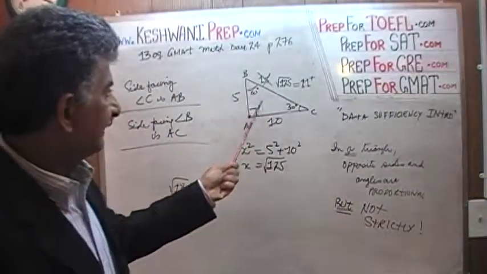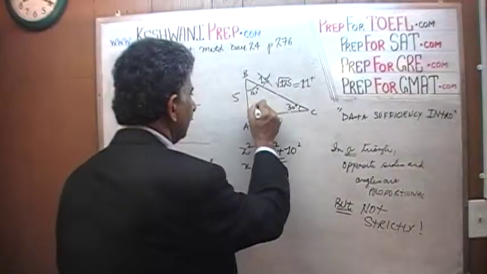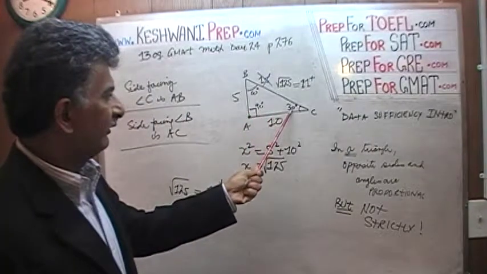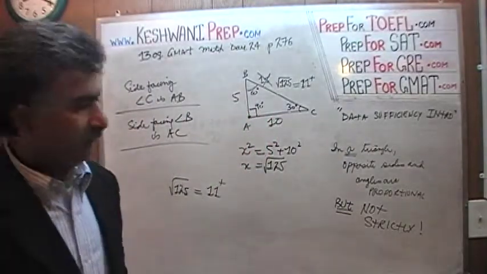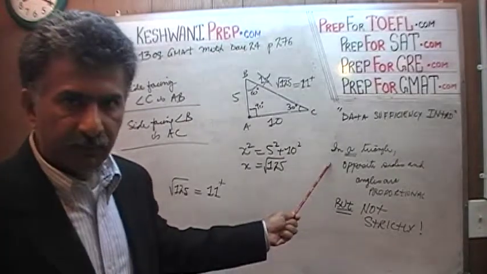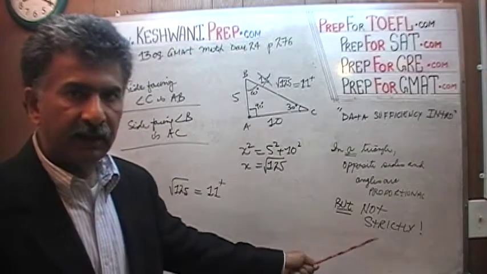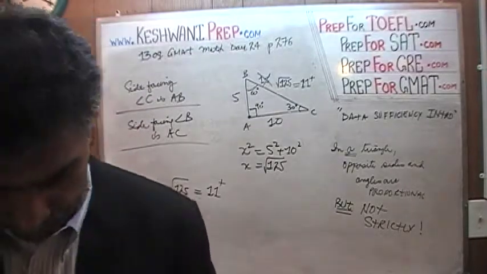It's not 15. The side facing the 90 degree angle is not 3 times as large as the side facing the 30 degrees, as you can clearly see there. So one more time, in any old triangle, the opposite sides and angles are proportional, but they are not strictly proportional. One must keep that in mind.